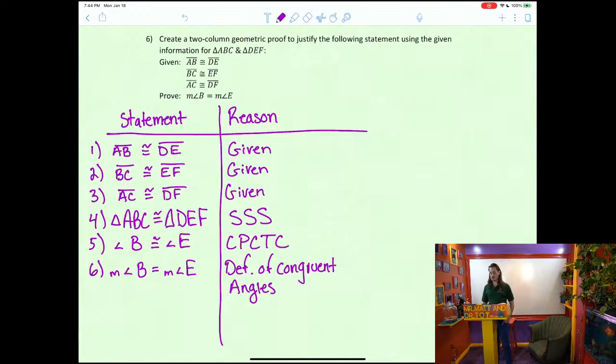If these two triangles are congruent, then we know corresponding parts of congruent triangles are congruent, CPCTC. Therefore, we can say that angle B must be congruent to angle E. If angle B and angle E are congruent, then that must mean that their measures are equal. So we can prove that the measure of angle B is equal to the measure of angle E because of the definition of congruent angles.